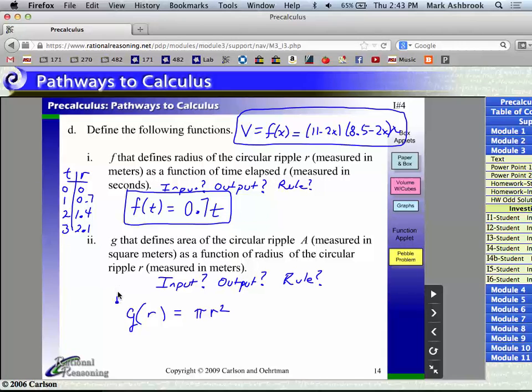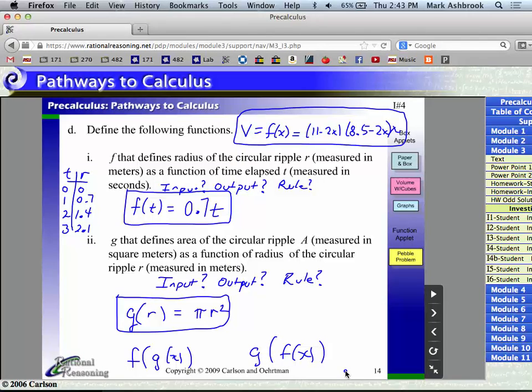So the next question is, what makes sense? F of G of X or G of F of X? Talk about it. What makes sense? Two more minutes. Talk it out. What's going to make sense? Both of them? Neither of them? Just one of them? F of G of X or G of F of X?